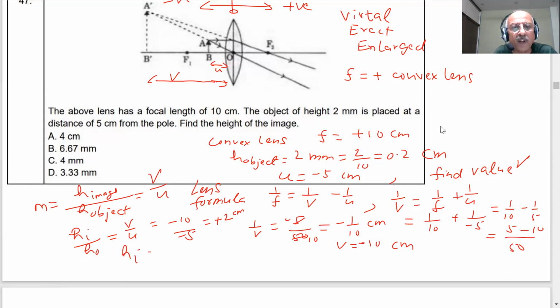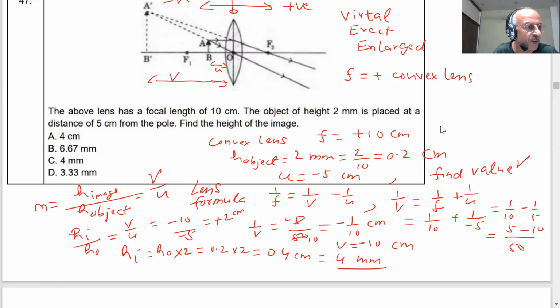Then height of the image is equal to height of the object into 2. 0.2 into 2, that comes to be 0.4 centimeter, student. Here they are given millimeters, which will be equal to 4 millimeter. 4 millimeter is the answer, student. And this is positive height, as you can see, the image is on the top above the principal axis.